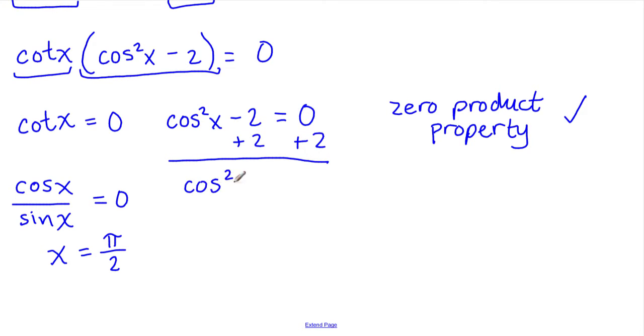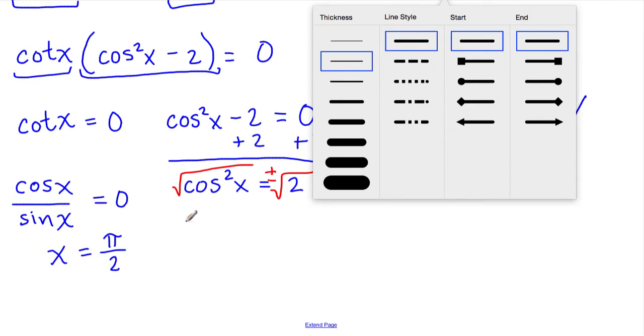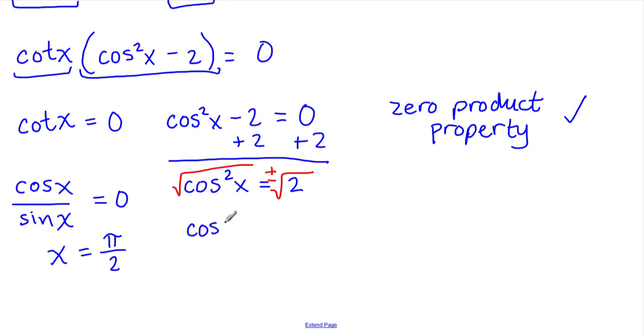Now looking at the next equation, cosine squared x minus 2 equals 0, I'm going to solve this by adding 2 to both sides and then taking the square root. And so we end up with cosine of x is equal to positive or negative square root of 2.